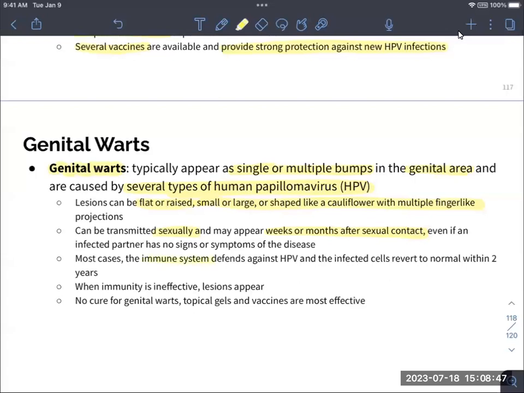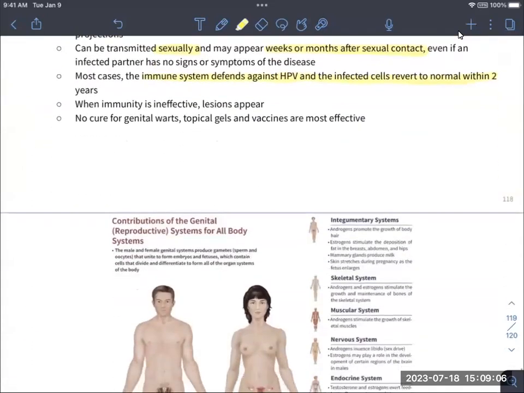Your immune system is able to defend against this HPV, and the infected cells can revert to normal within about 2 years. But when immunity is ineffective, these lesions are going to appear. There's no cure for genital warts. Topical gels and vaccines are usually the most effective treatment.